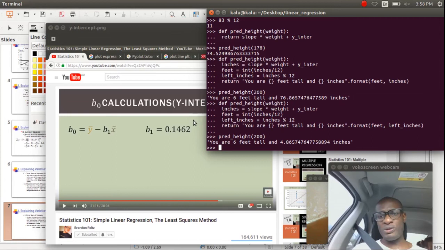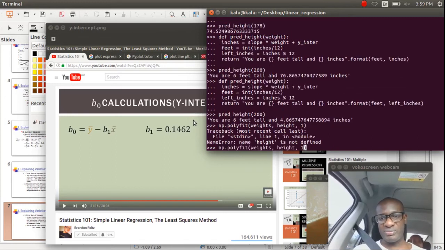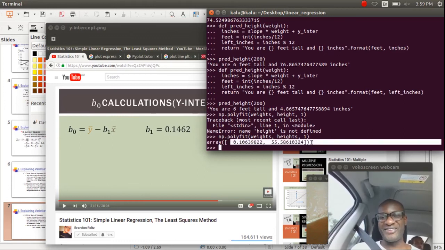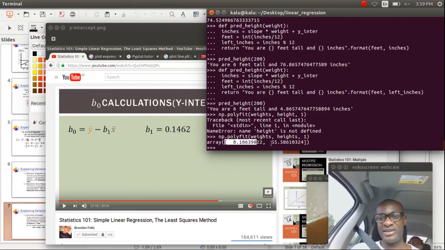And we can do this with NumPy as well too. This is very easy with NumPy. I'm going to just show you right now. NumPy polyfit, and we just give it an x and a y, and then this one constant. And this gives us the exact same thing we did the hard way, doing the math ourselves. This gives us the slope right here, and this also gives us our actual y-intercept.